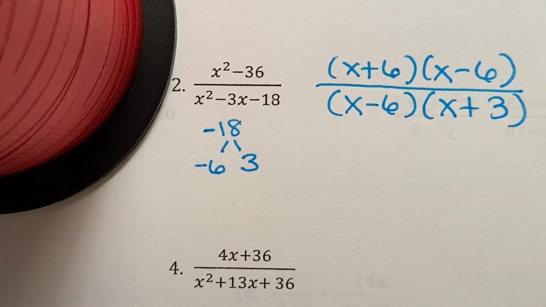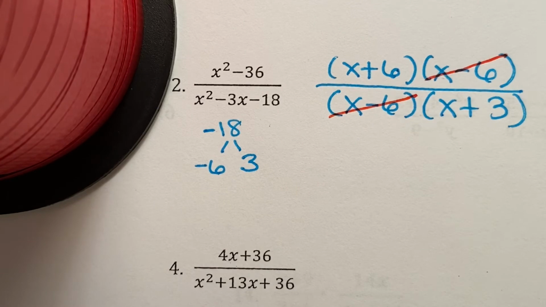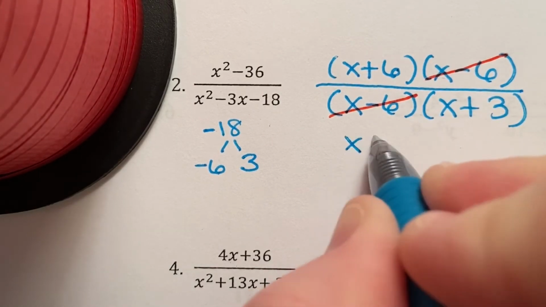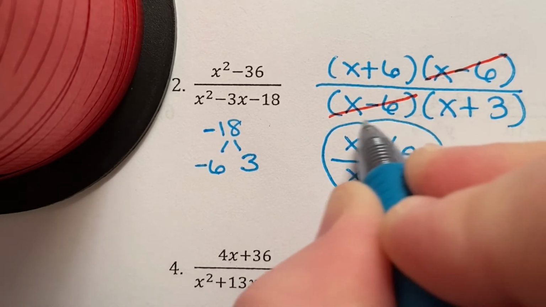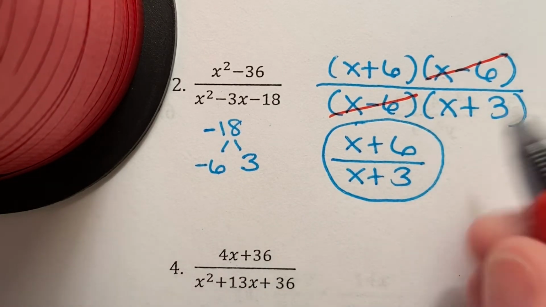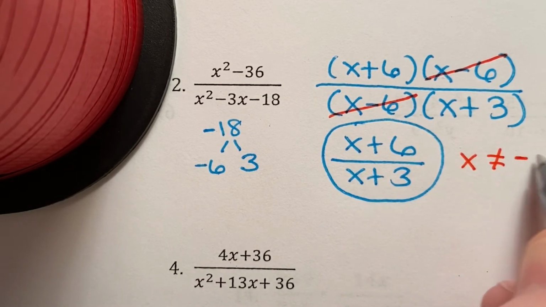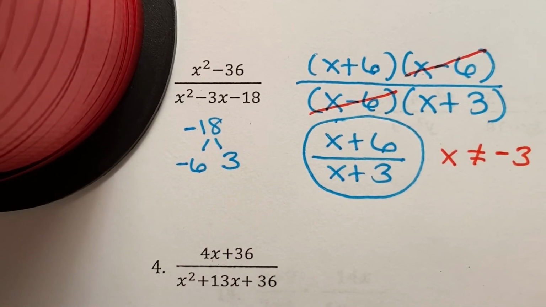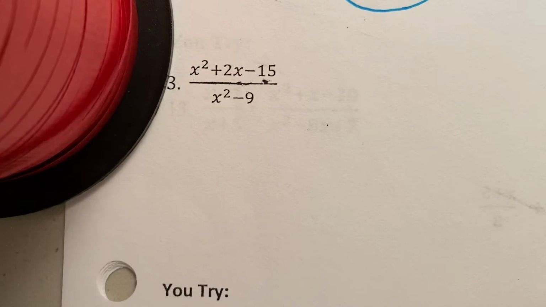And then I have to figure out, well, what cancels out? The only thing they have in common is the x minus 6 and the x minus 6. So that would simplify to x plus 6 over x plus 3. And if I asked you for the extraneous solution, then x could not equal negative 3, because negative 3 would make my denominator 0. All right, so now moving on to example 3.